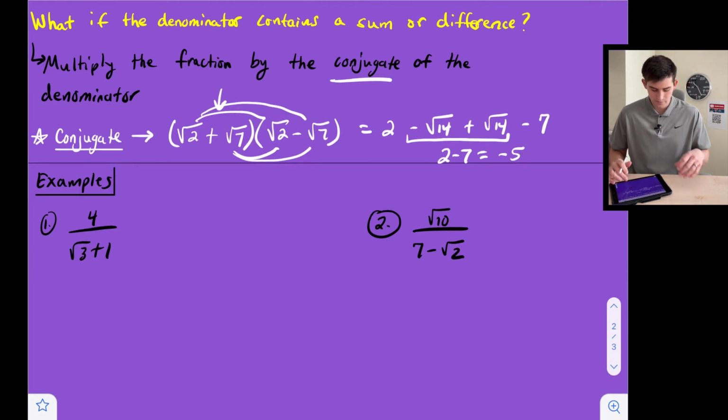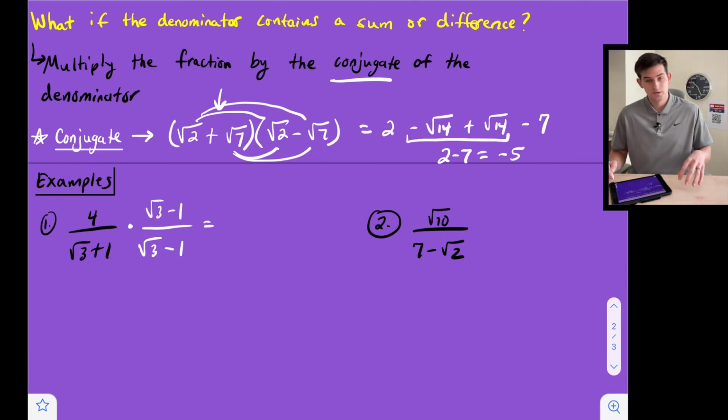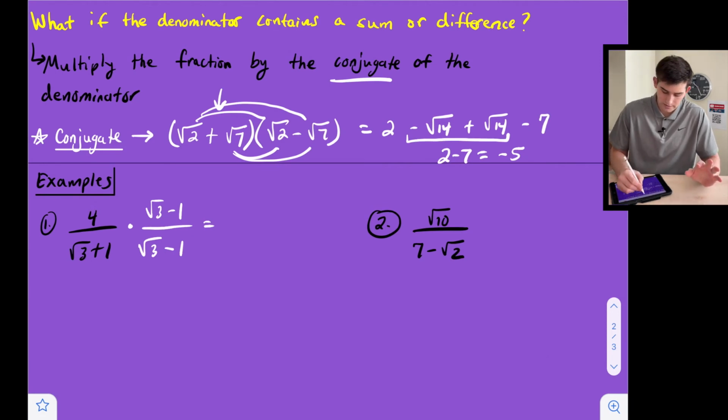The first one we're going to do is 4 divided by square root of 3 plus 1. So we're going to multiply both the top and the bottom of the fraction by the square root of 3 minus 1. Square root of 3 minus 1, okay? So now once we FOIL this, notice what happened. Let's take a look back at this example, okay? We started with root 2 and root 7, and we ended with 2 minus 7, okay? So if we think back, now let's look at our example that we're doing.